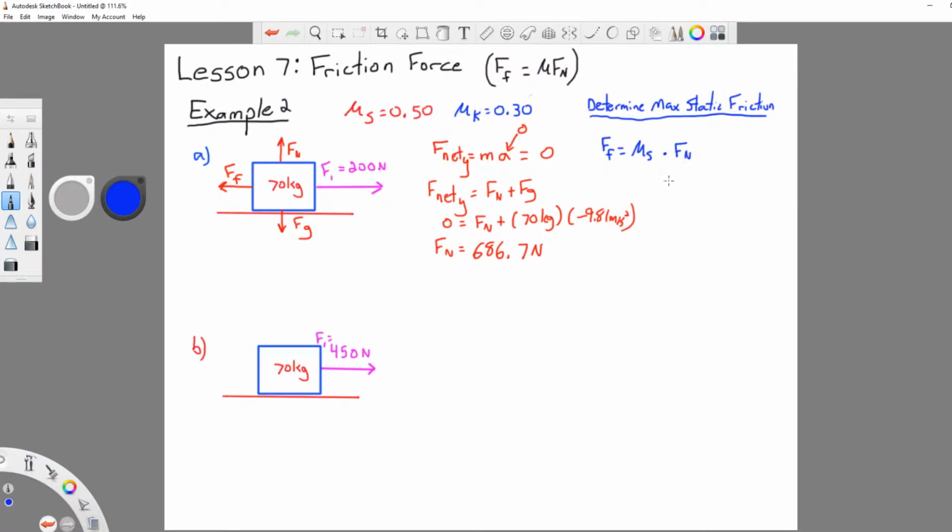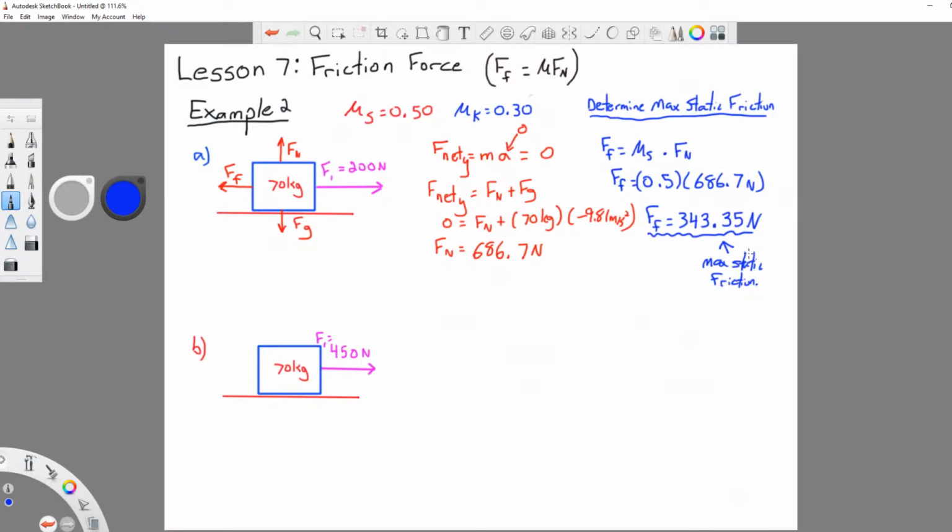Alright, so let's say we have this formula, force of friction is equal to coefficient of static friction times the normal force. So force of friction is equal to 0.5 times 686.7 newtons. Therefore, the force of friction here is equal to 343.35 newtons. This is max static friction.